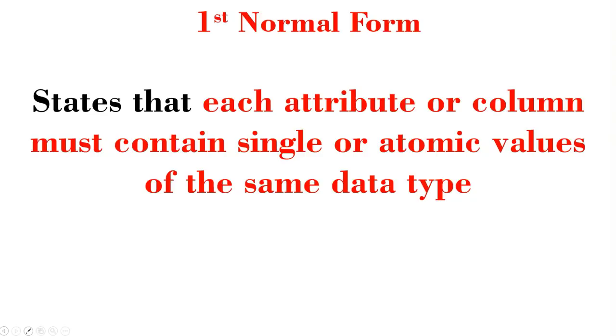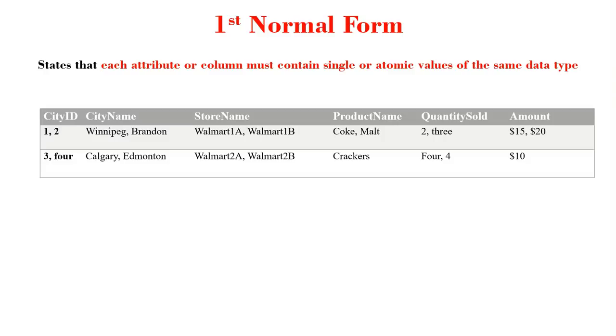The first normalization rule states that each attribute must contain a single value, and each value within a particular column must be of the same data type. What do I mean by that? Taking this table that the manager gave to us, in order for us to certify the first normal form, each column, for instance, taking the city ID column, has to contain a single value.